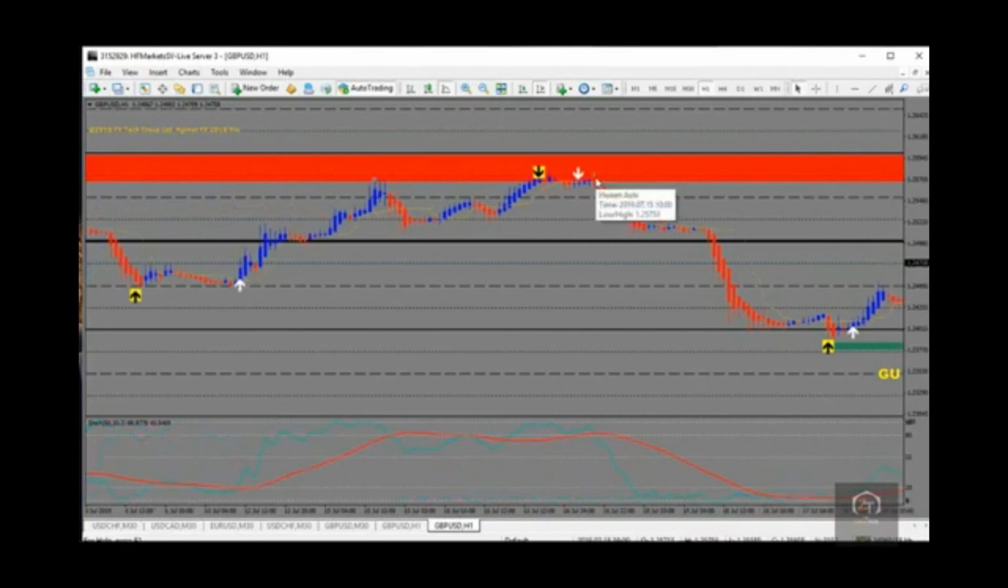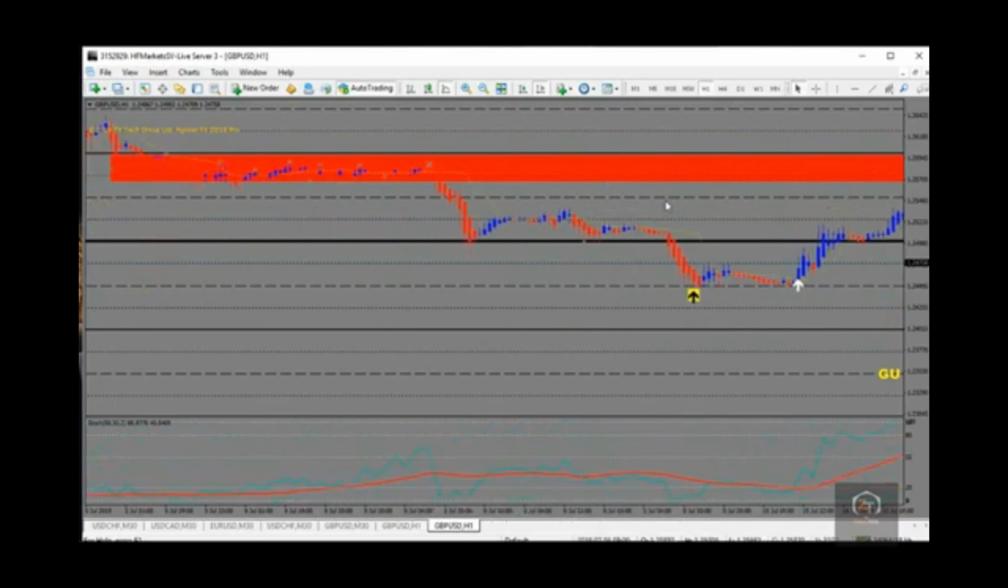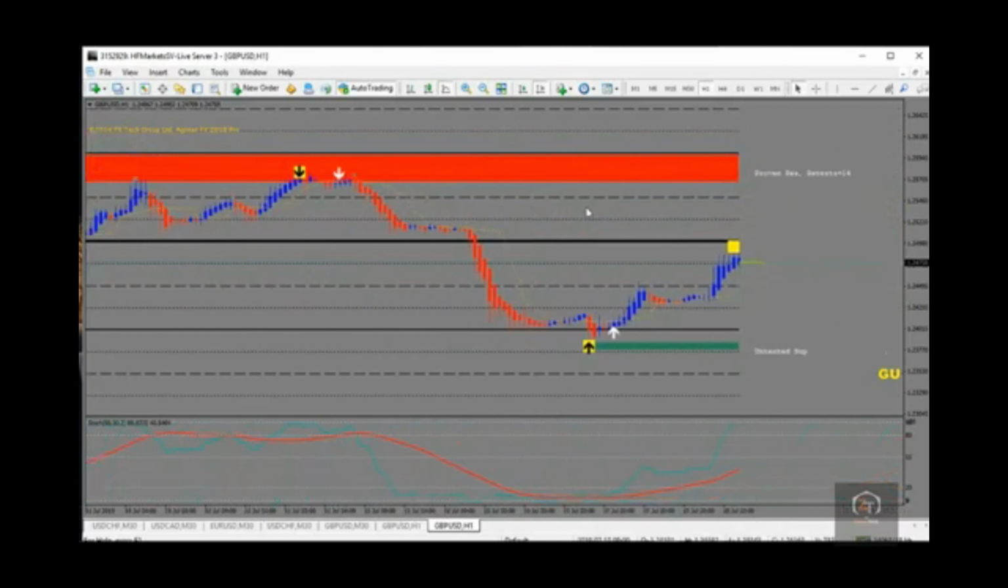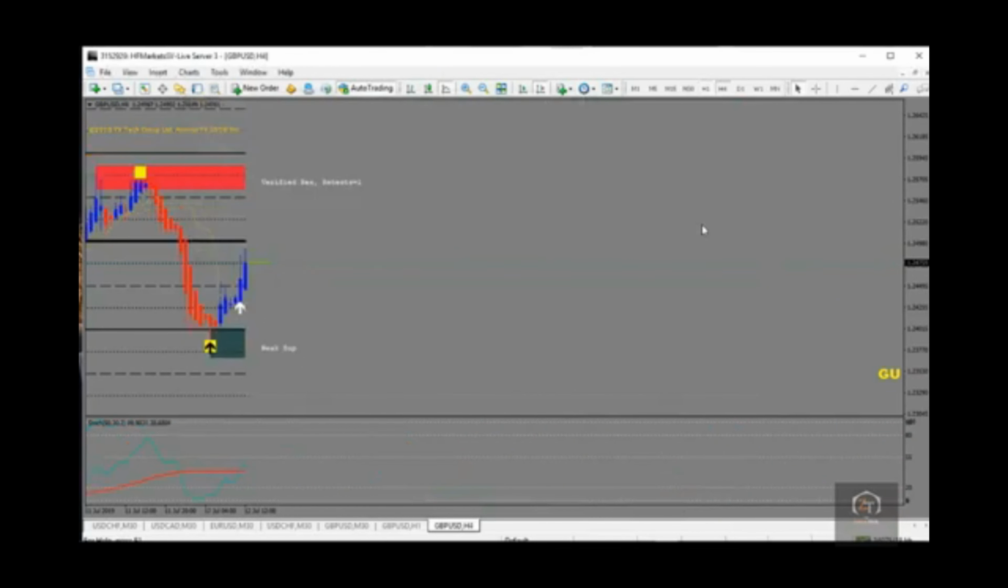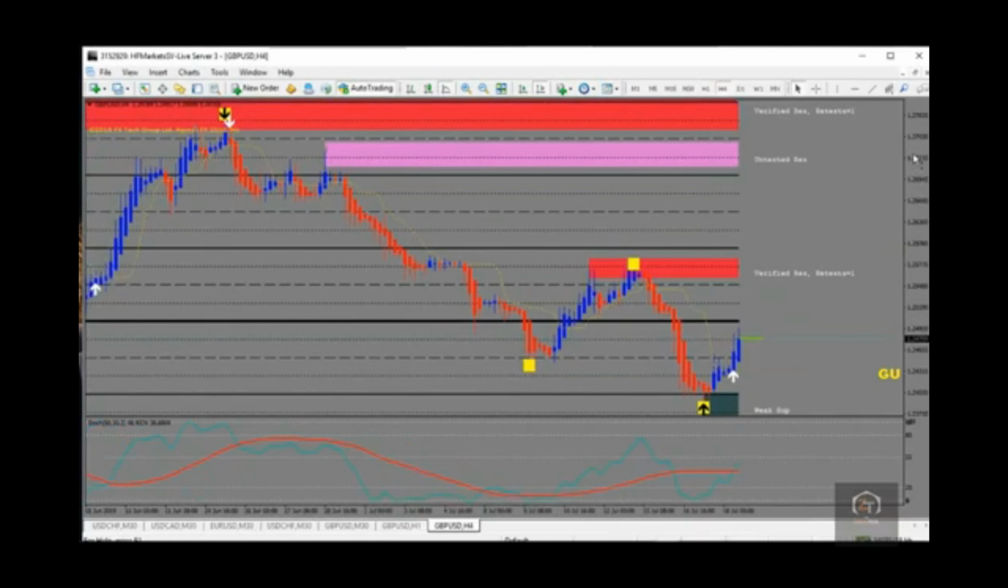Why is it proven resistance? Because it has been tested many times. See that? Tested again. This is untested support. Just formed support, went up, it's still going to be tested. So we have a lot of untested and verified resistance here.